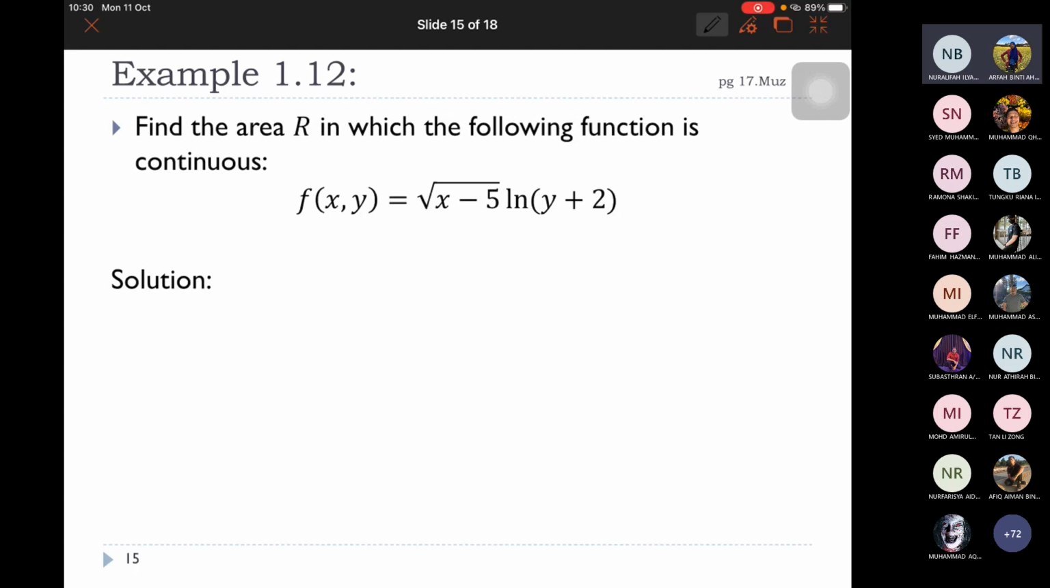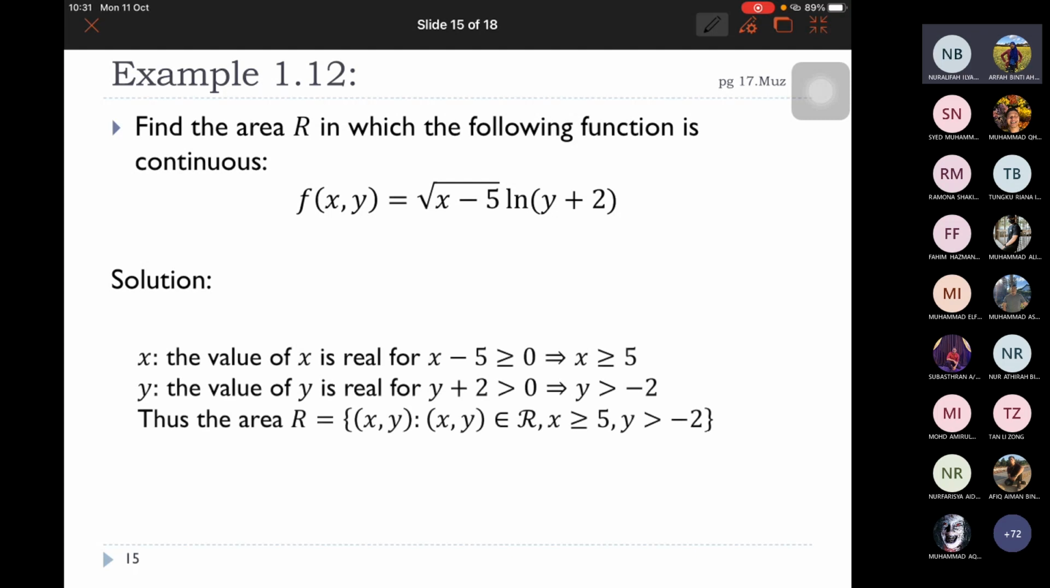So any idea how we are going to solve for this one? So dia punya solution, okay. The value of x is real for x minus 5 greater or equal to 0. That is, nilai x tu mestilah lebih besar atau sama dengan 5. Okay. So nilai y pula, dia ada function ln y plus 2. So dia first fulfill the condition for y plus 2. So the value of y is real for y plus 2 greater than 0. That means y must be greater than negative 2.